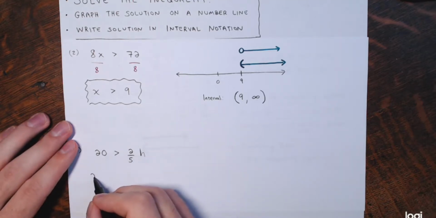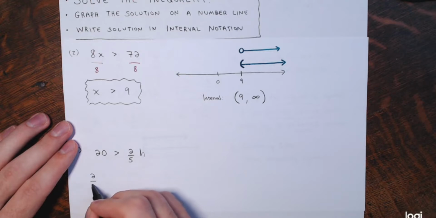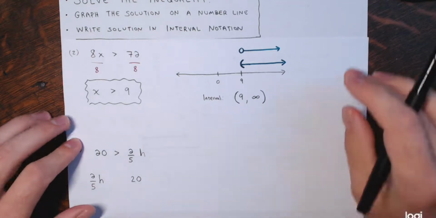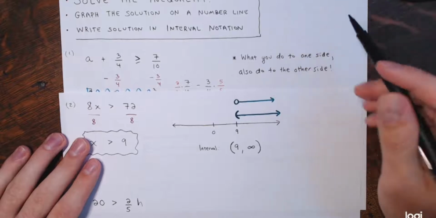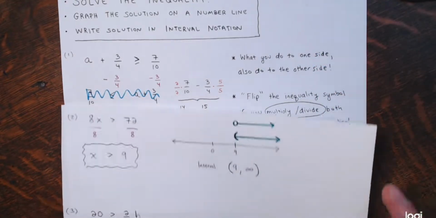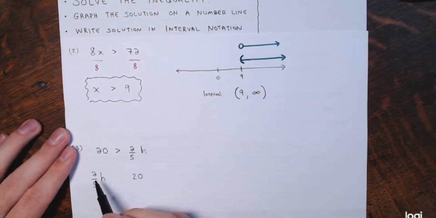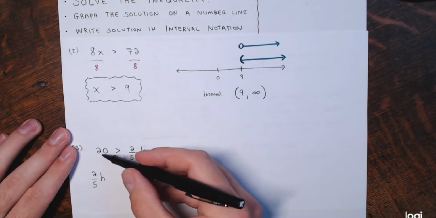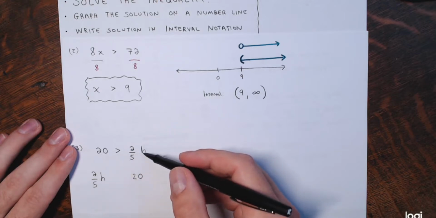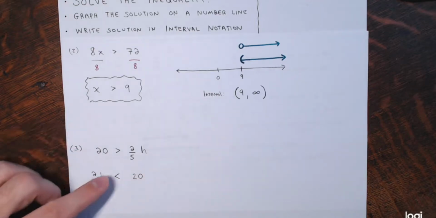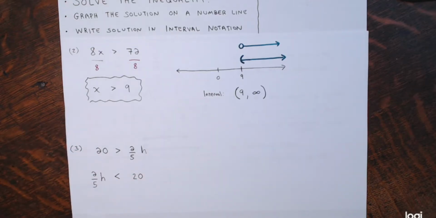So I'll write the 2/5 h, 2/5 times h, on the left, the 20 on the right, and don't forget what I said earlier. When you switch sides like I just did, you should be flipping the inequality symbol as well, right? Because if I read this inequality that I started with from right to left, that'd be 2/5 h is less than 20. Right, so notice the flip in symbol.